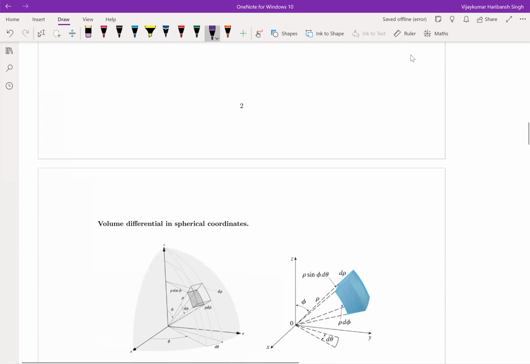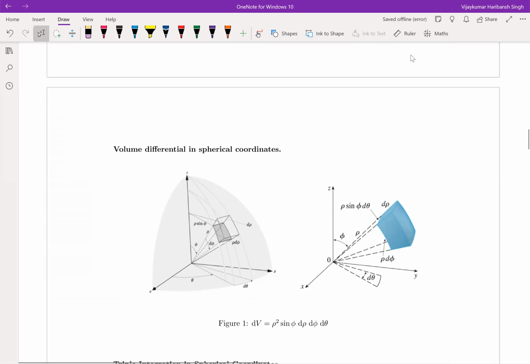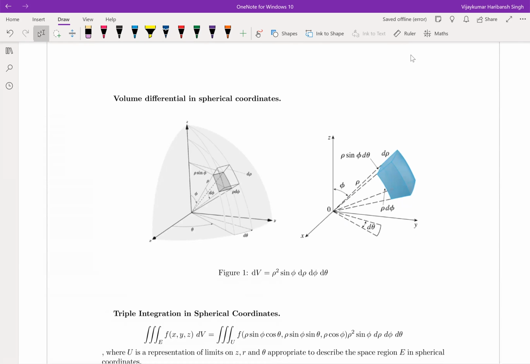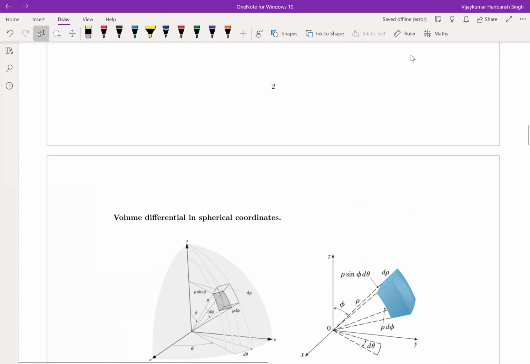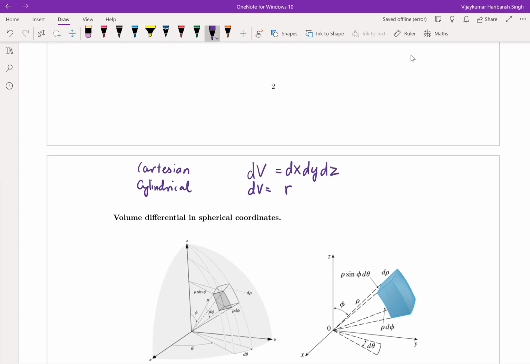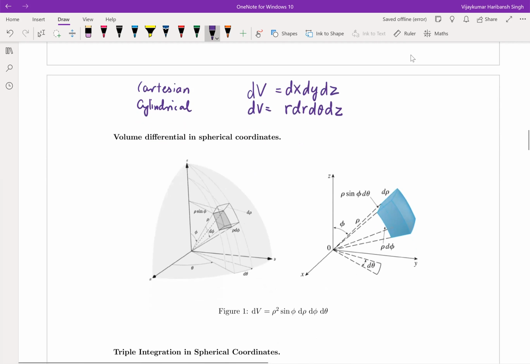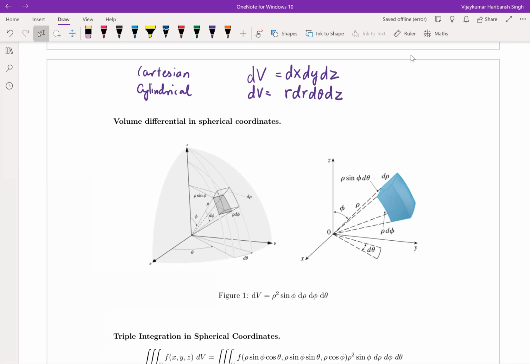Okay. So now we want to discuss what the volume element is in spherical coordinates. So note that we had for x, y, z, this was for Cartesian coordinates, dV is dx dy dz. For cylindrical, we had dV was r dr d theta dz. Okay, so we want to have a similar notion for the spherical coordinate system.